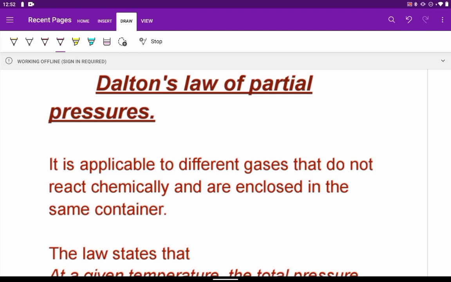Today we will deal with a new topic, Dalton's law of partial pressures. Now see, we can have different gases and the compulsory condition is that the gases should not react chemically with each other, and if such gases are enclosed in the same container, they can intermix rapidly, and when they do so they will exert a definite pressure.